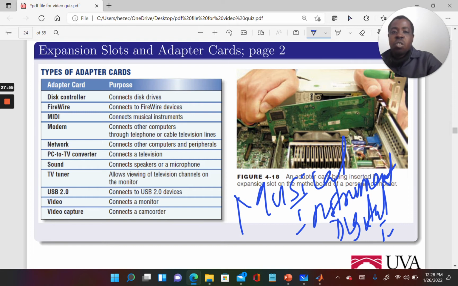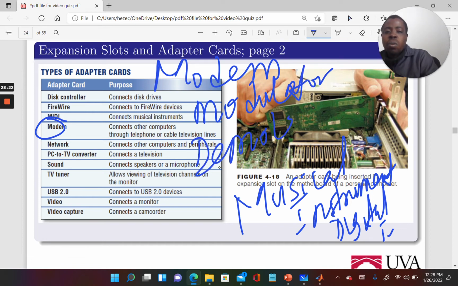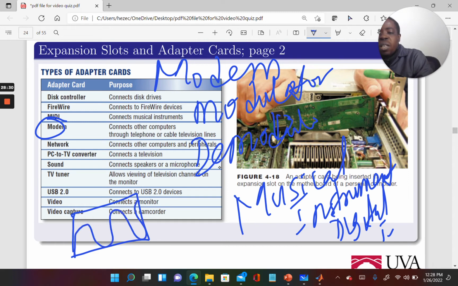That is used to connect your piano to your laptops. You have a modem. A modem is used to connect your computers to telephone or cable television lines for your internet service. And the meaning of modem is derived from modulator, demodulator.